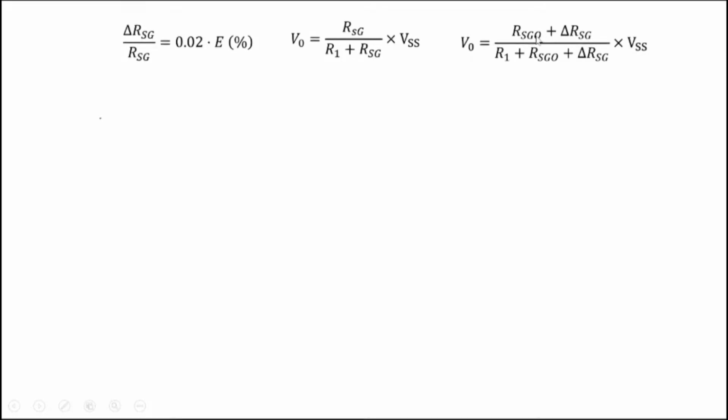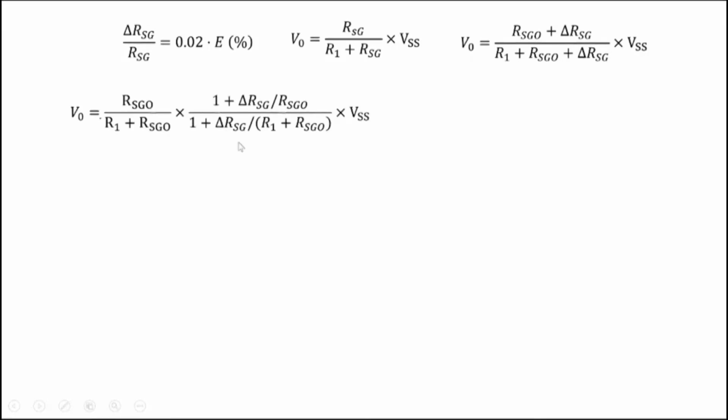So RSG0, we'll take RSG0 as we said, was 120 ohms and R1 is also 120 ohms. So basically R1 and RSG0 are the same, right? So further, let's simplify it. We can take RSG out here and we can take R1 plus RSG0 out here. So we get this expression here.